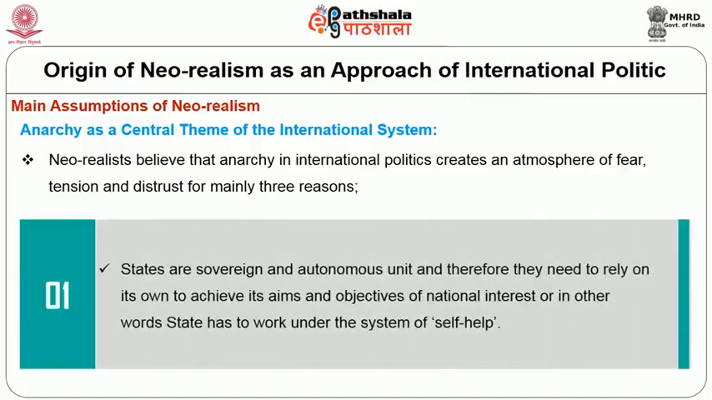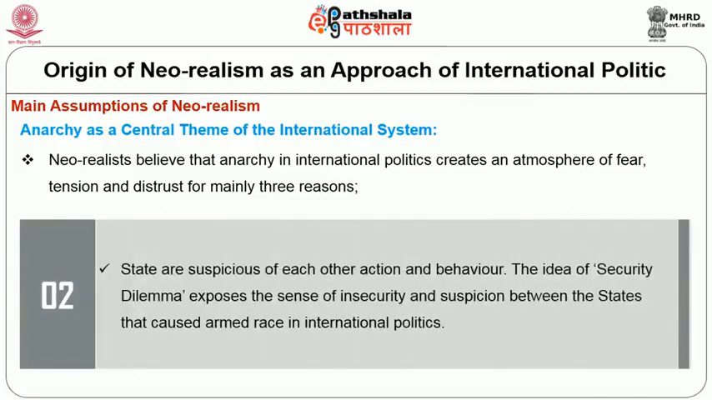First, they place states as sovereign and autonomous units, and therefore they need to rely on their own to achieve their aims and objectives of national interest. Or in other words, states have to work under a system of self-help. Secondly, under such a condition, states are suspicious of each other's actions and behavior. The idea of security dilemma exposes the sense of insecurity and suspicion between the states, which causes an arms race in international politics.